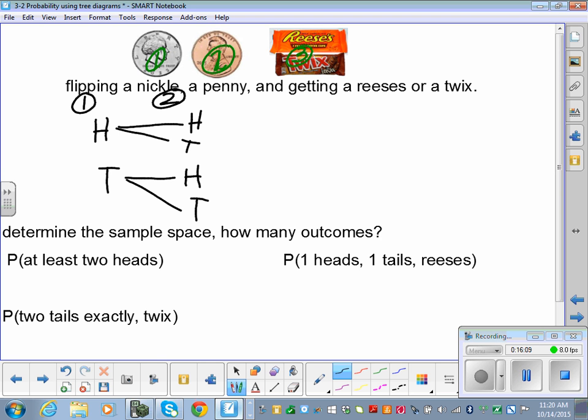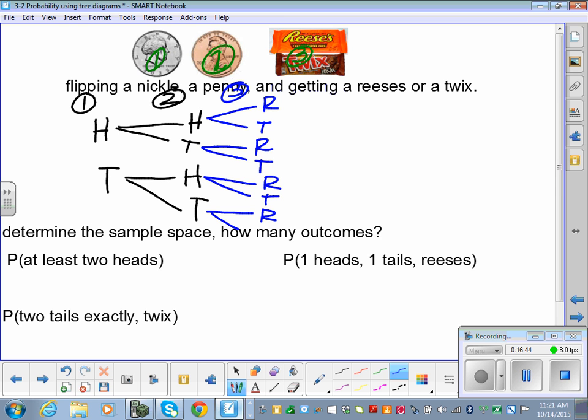Now, my third event, I'm going to do it in a different way. My third event is either getting a Reese's or a Twix. So I could have got a heads, then a heads, but I'm still going to get on my third one either a Reese's or a Twix, right, everybody? Now, let's say I would have got a heads, then a tails. On my third one, I'm still going to get either a Reese's or a Twix. Well, let's say that I would have flipped a tails and a heads. I'm still going to get a Reese's or a Twix. Do you see how I'm doing this? And then if I would have flipped a tails and a tails, I still would have got a Reese's or Twix.